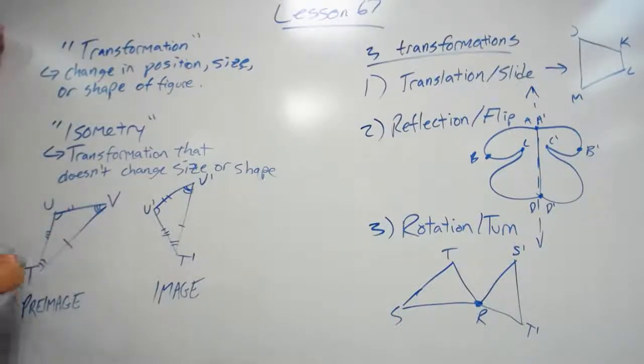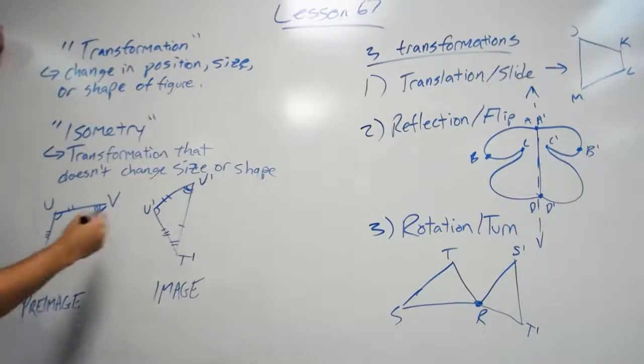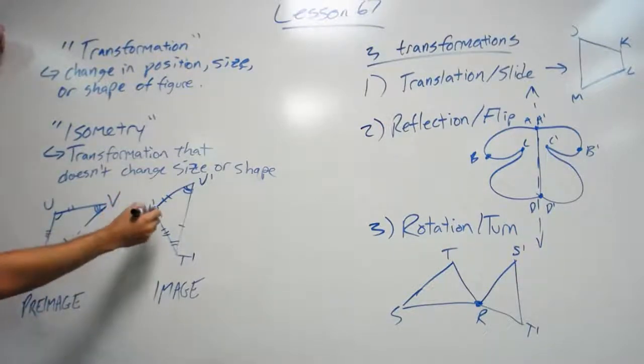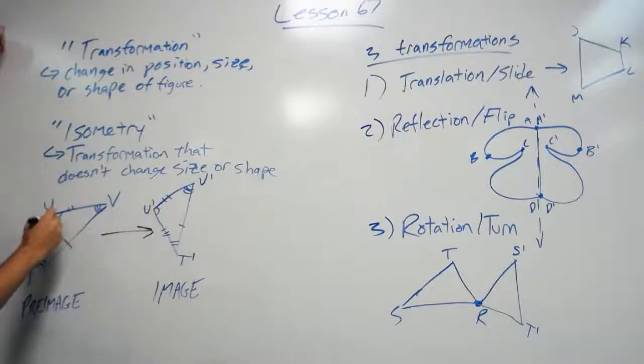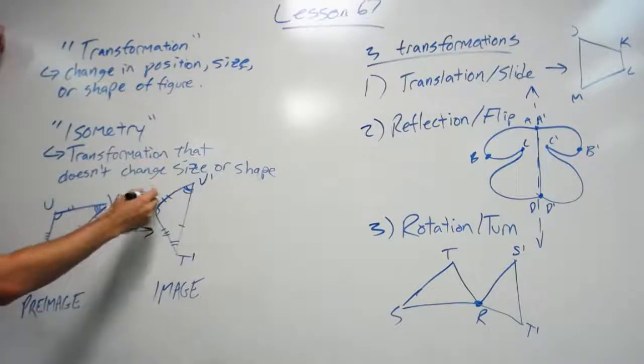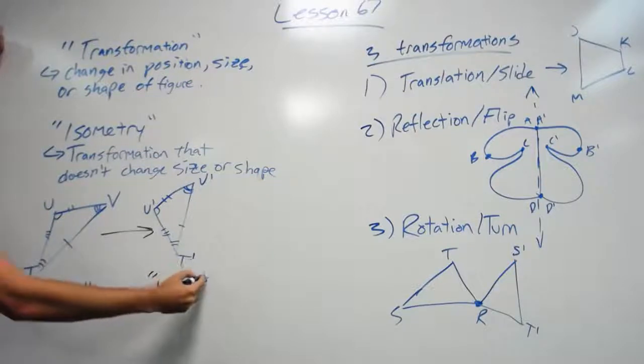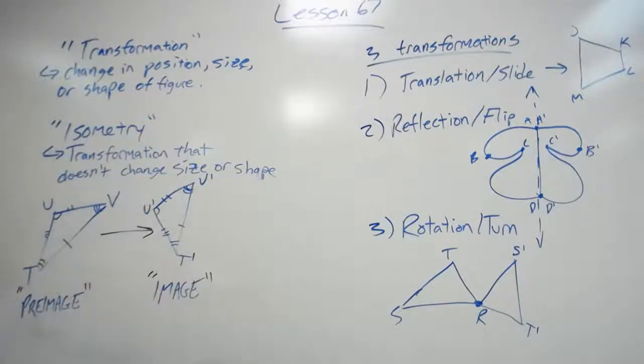So say we have a triangle UVT, and we just moved the triangle. Well, if I move it and it keeps the same angle measures, congruency, it's the same shape all around, and I just moved it, that's known as an isometry. The first one, our initial one we had, is called our pre-image, and where we moved it to is referred to as our image.